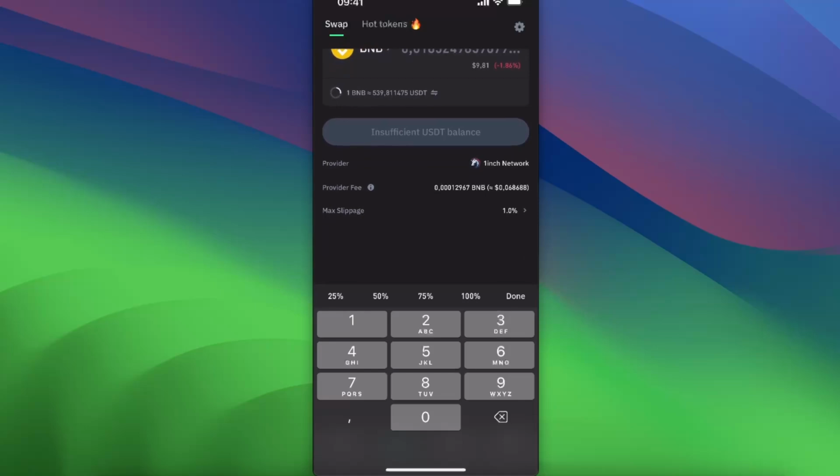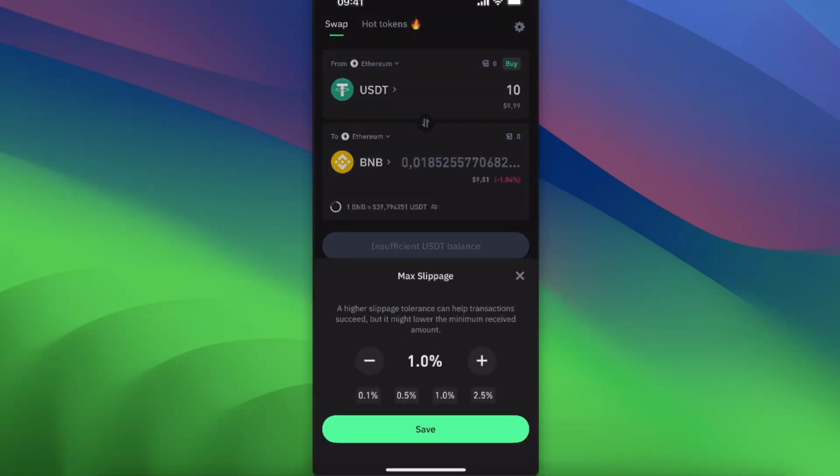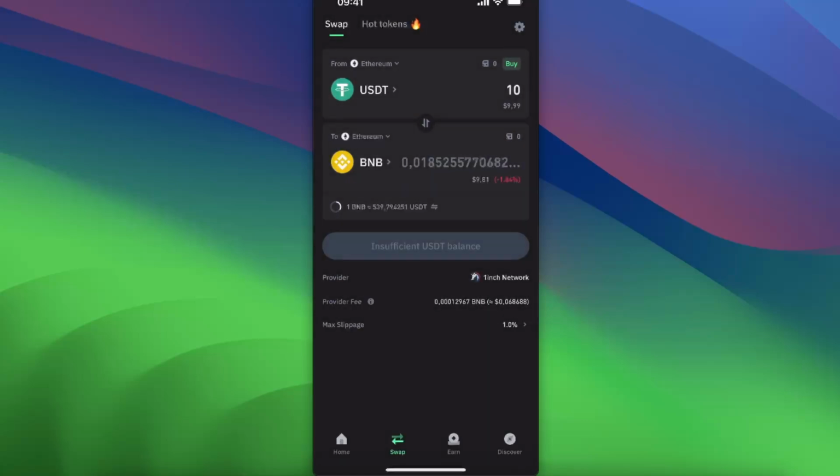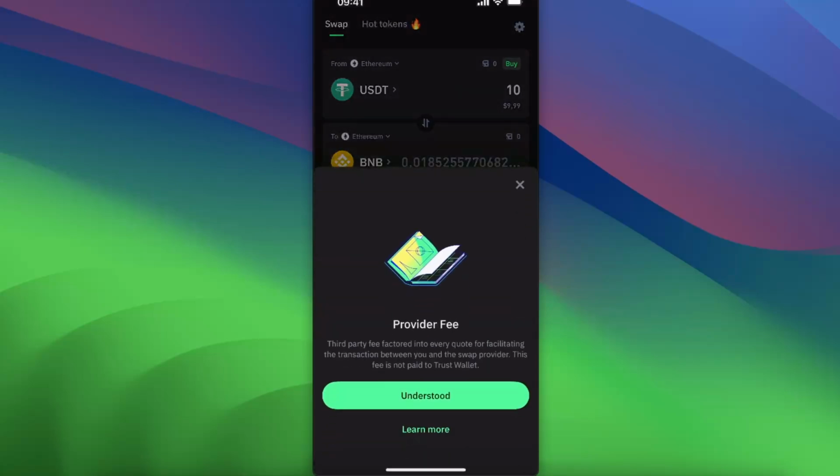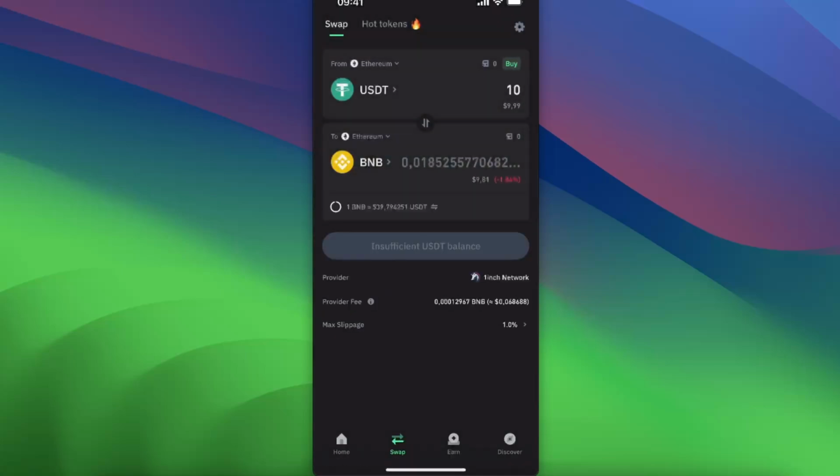max slippage. So max slippage is a higher slippage tolerance, can help transactions succeed, but it might lower the minimum received amount. And provider fee would be like a third-party thing, because it's like a provider like 1inch Network. You pay basically provider fee for them.